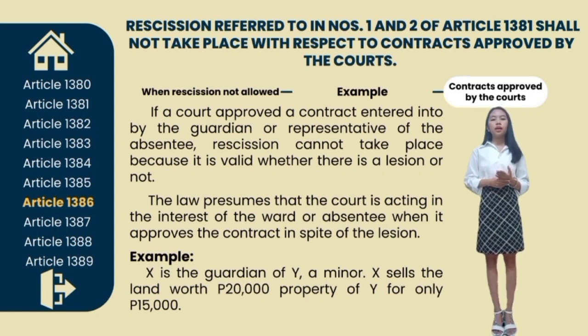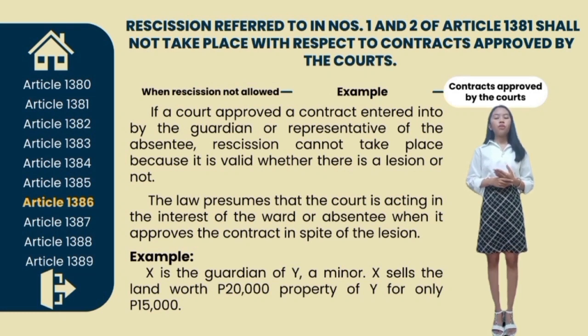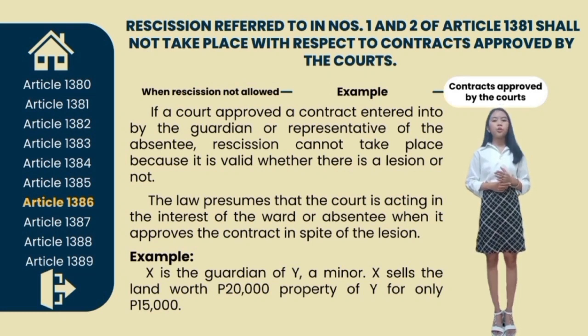So, the contracts agreed upon in representation of absentees. An absentee is a person who disappears from his domicile, his whereabouts being unknown, and without leaving an agent to administer his property. Likewise, the absentee must suffer a lesion of more than one-fourth of the value of the property which is the object of the contract to be entitled to the remedy of rescission. So paragraphs 1 and 2 of Article 1381 refer only to transactions by guardians and absentee representatives.